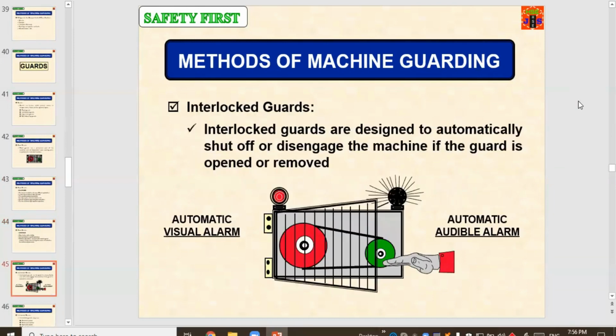Number two, interlocked guards. Interlocked guards are designed to automatically shut off or disengage the machine if the guard is opened or removed. Have a look at the photograph. You can easily identify how an interlocked guard should be and how it functions. It will give an automatic audible or visual alarm. While the guard is disengaged, it will shut off the machine automatically.